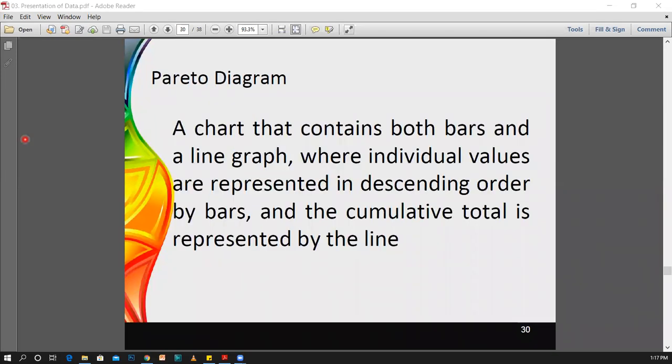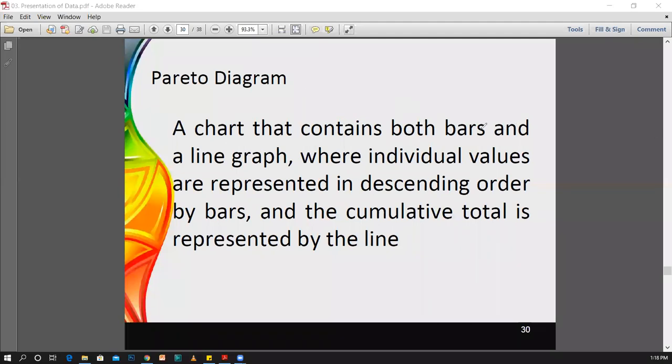Then the next method is obtaining a Pareto diagram. It is a chart that contains both bars and a line graph. In the Pareto diagram, we can see both a bar chart as well as a line graph, where the individual values are represented in descending order by bars and the cumulative total is represented by the line.